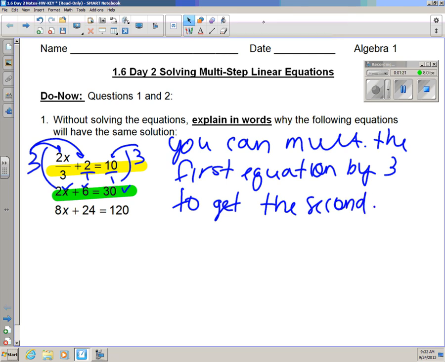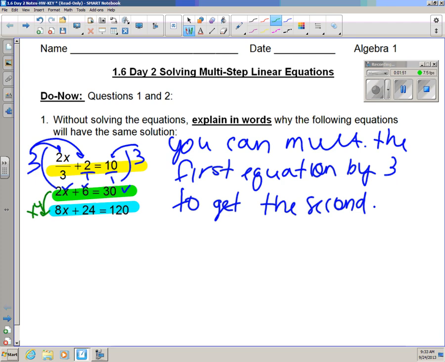Well, now we have this third equation in play, and we're trying to figure out how we now get to 8x plus 24 equals 120. There's a couple ways that you could actually do that. One of them is if you go from green to yellow, notice that if I multiply everything through by 4, 2 times 4 is 8, 6 times 4 is 24, 30 times 4 is 120, I can get from green to yellow.